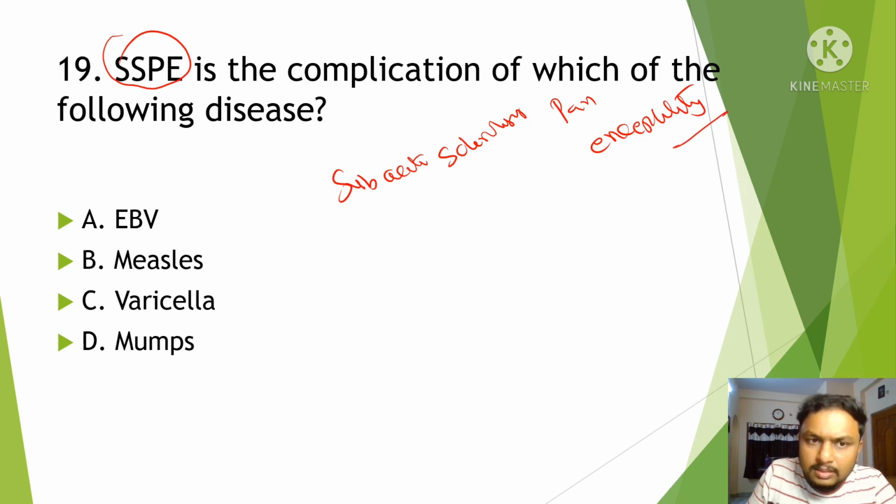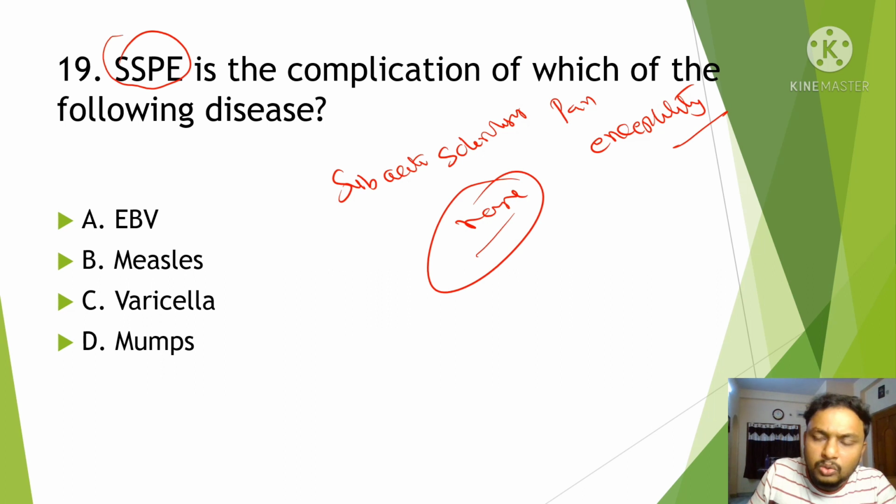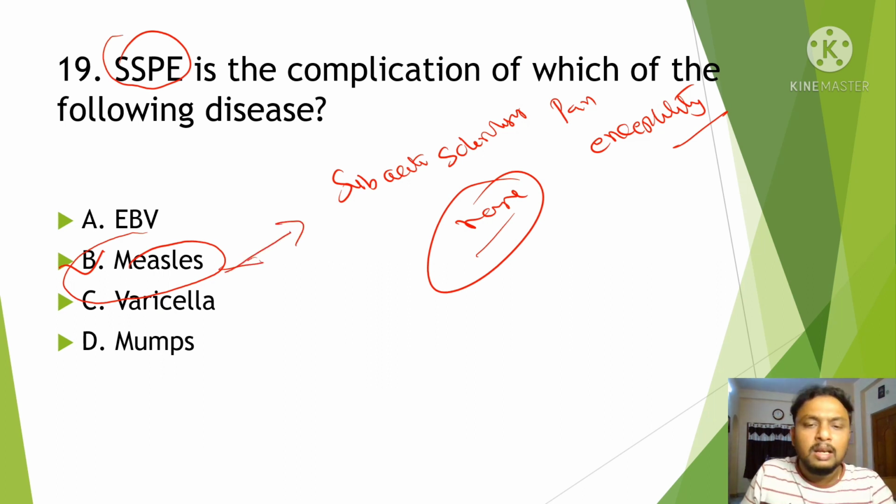This is a rare condition. Usually we see it as a complication of the disease measles. Your answer is measles. Due to measles disease, a complication may rarely occur in humans. That is called SSPE, subacute sclerosing panencephalitis. Okay, that is the option.